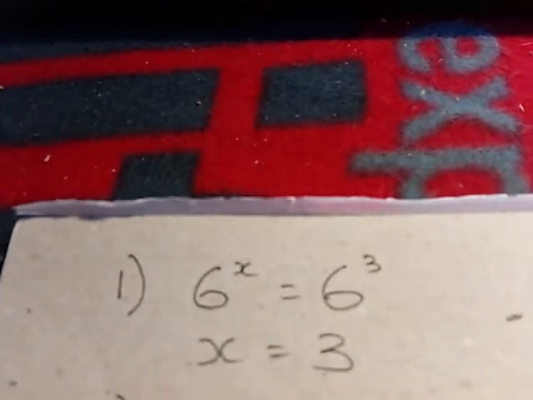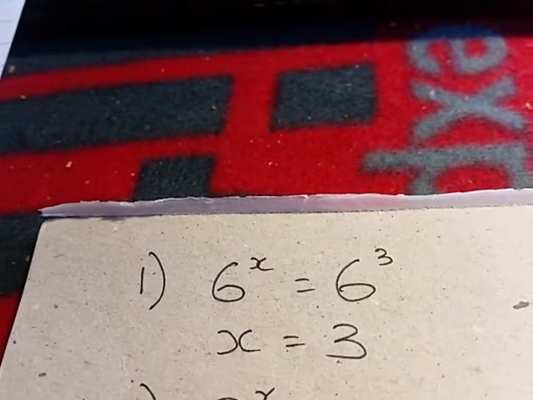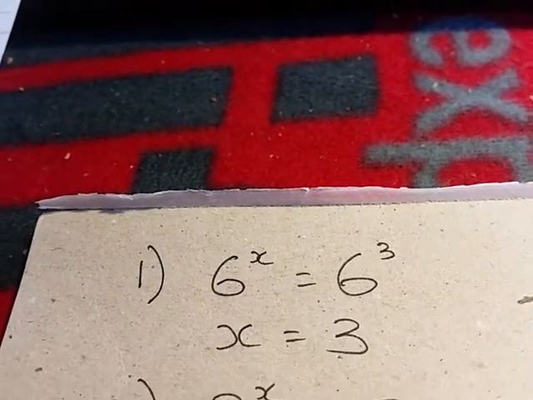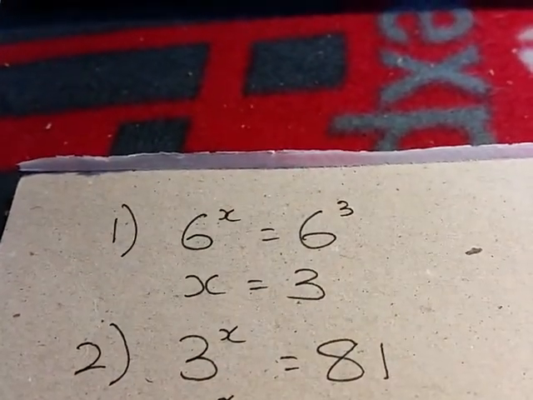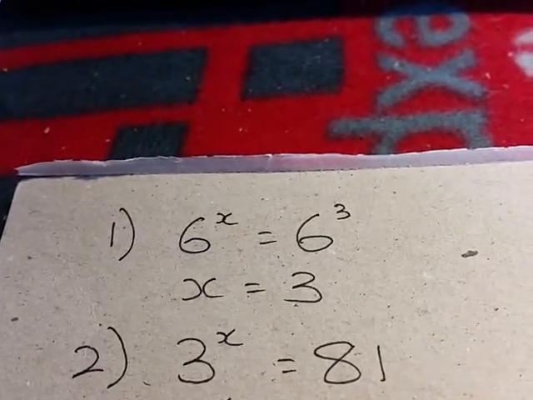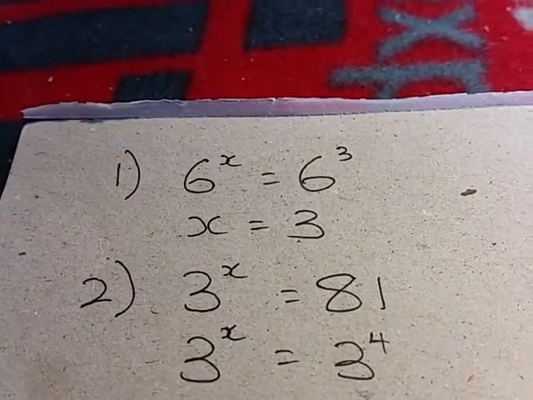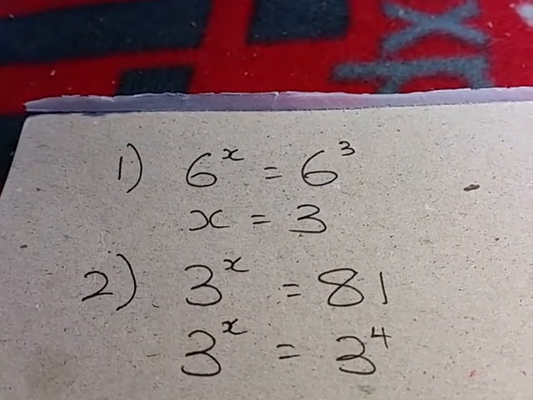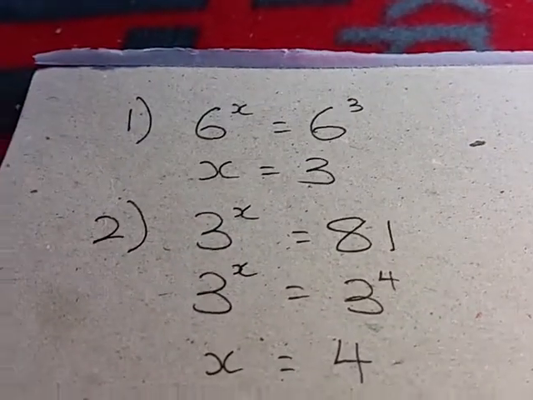6 to the x equals 6 to the 3. They are both base 6, and they both have an equal sign. So therefore, x equals 3. Done. 3 to the x equals 81. You can turn 81 into base 3, and that turns into 3 to the power of 4. You have base 3 and an equal sign, therefore x equals 4.